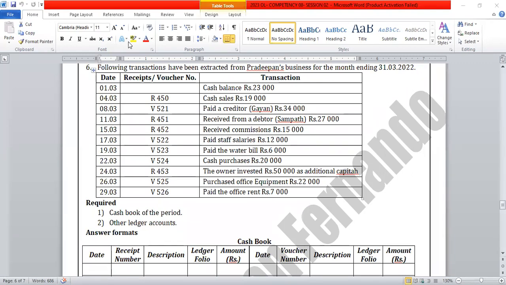Puta, not required. Just balance of the cash book. My concentration is on cash book only. Right? Good.